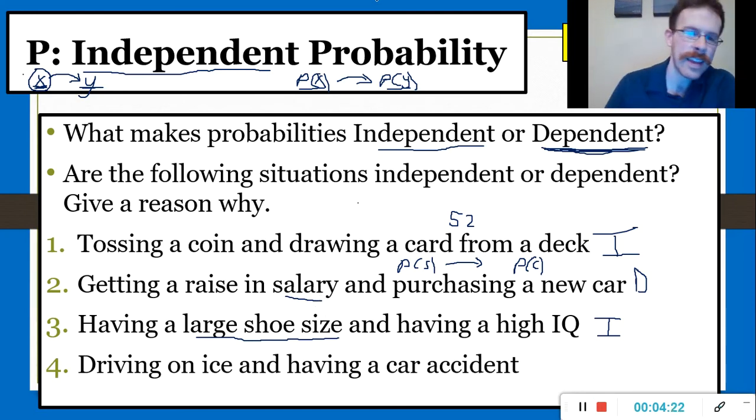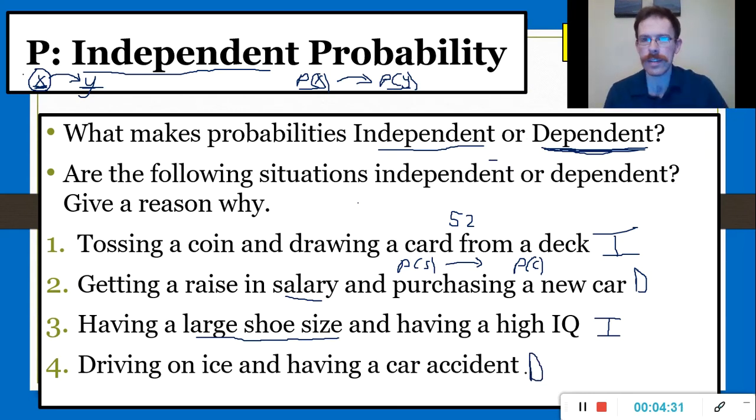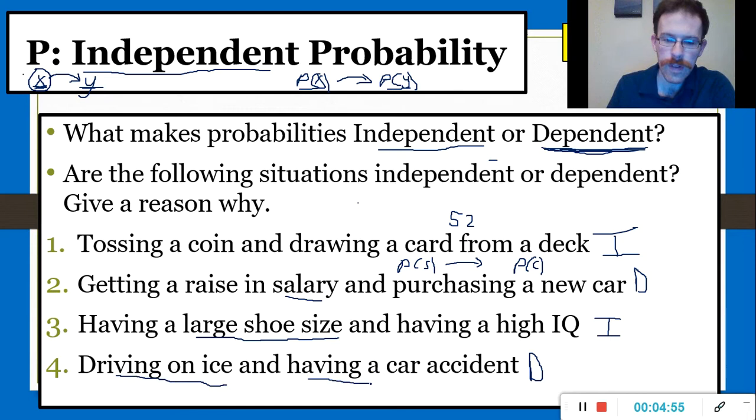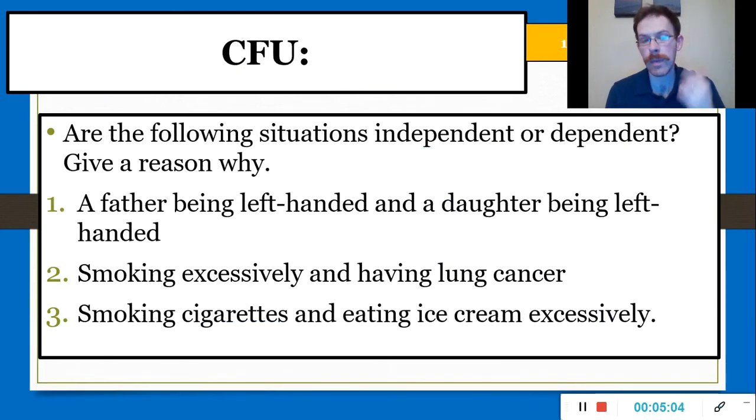And driving on ice and having a car accident, I think that would be very dependent. If it's slippery outside, you probably don't want to go driving around that quickly. If you ever drive across country and you drive across a bridge in a country area, it often says something like, ice appears on the bridge before it appears on the road, and that's very true. And you don't want to have a wreck while driving. So yes, driving on ice could very well affect whether or not you have a car accident. So that is a dependent probability, or a dependent situation.